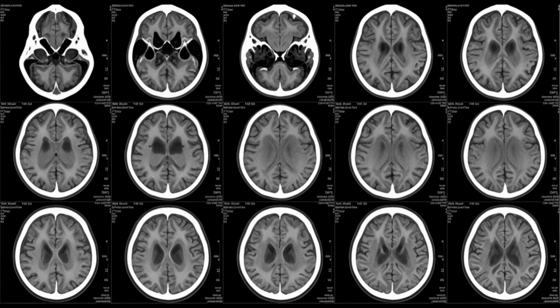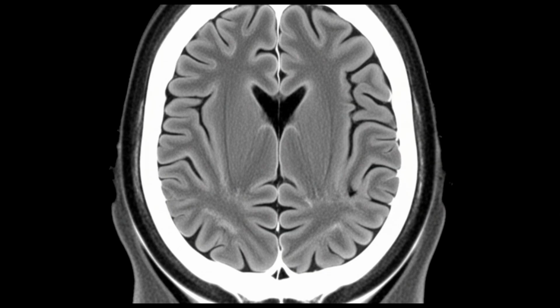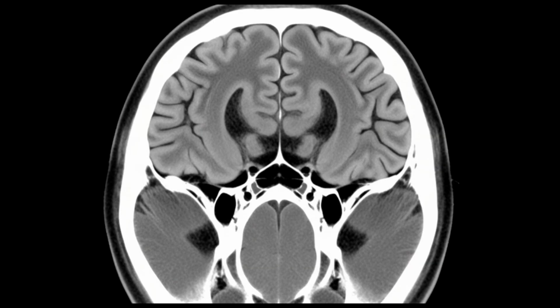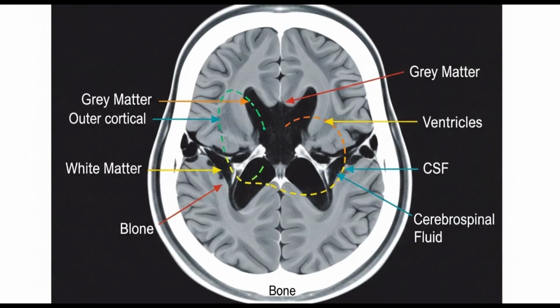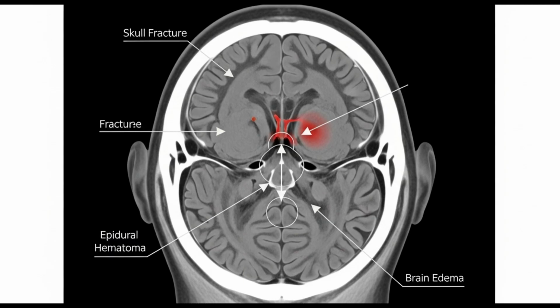Normal CT brain appearance. Before identifying abnormalities, it is important to understand the normal CT brain appearance. On a non-contrast CT, bone appears bright white, cerebrospinal fluid appears black. Gray matter is slightly darker than white matter. Ventricles are symmetrical and filled with dark CSF. Any disturbance in this normal symmetry or density suggests pathology.